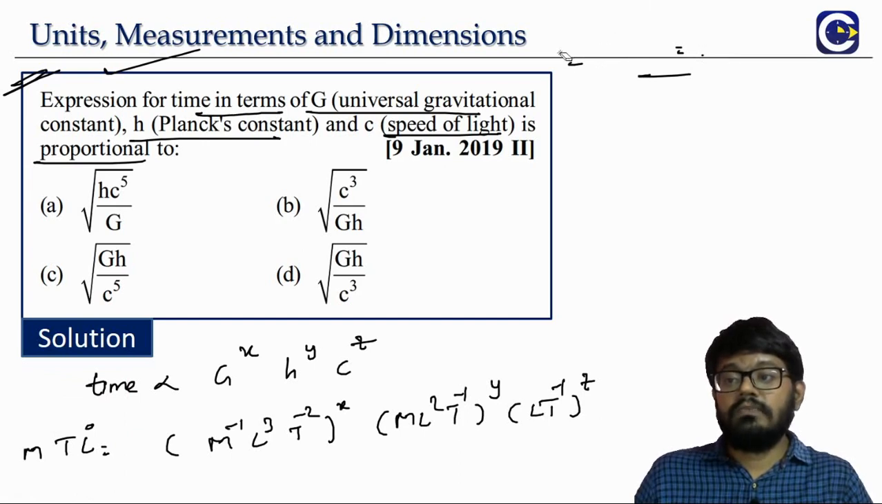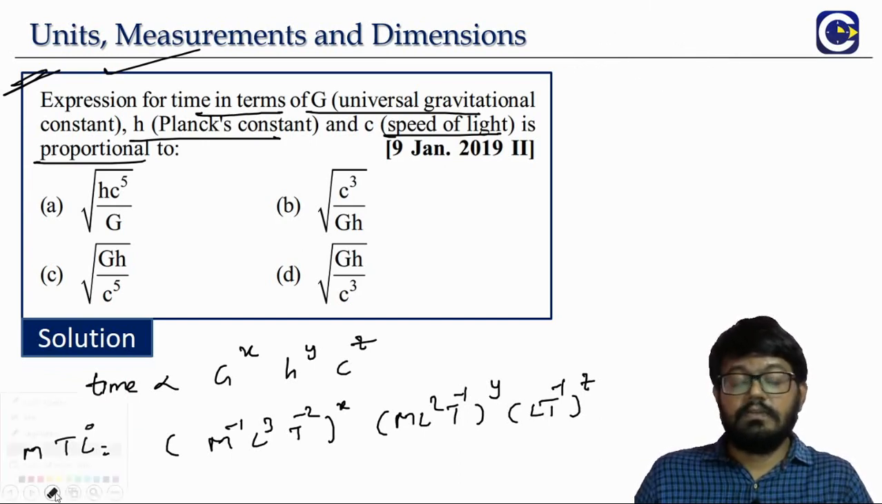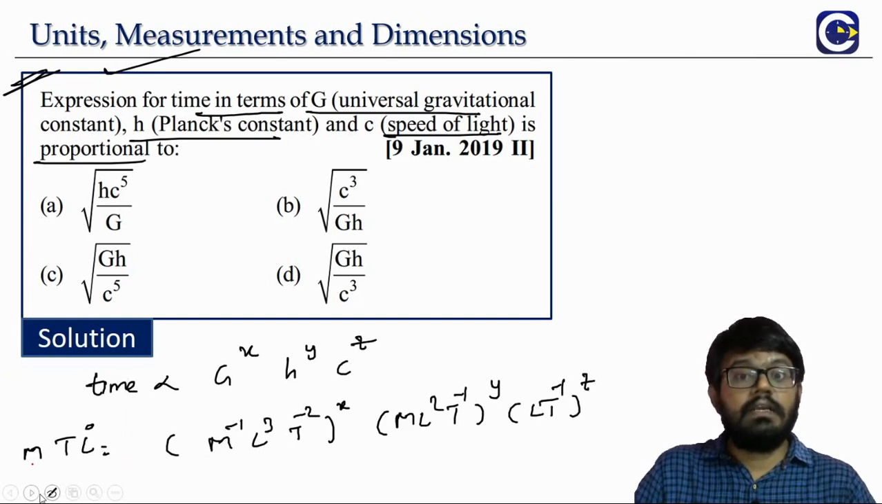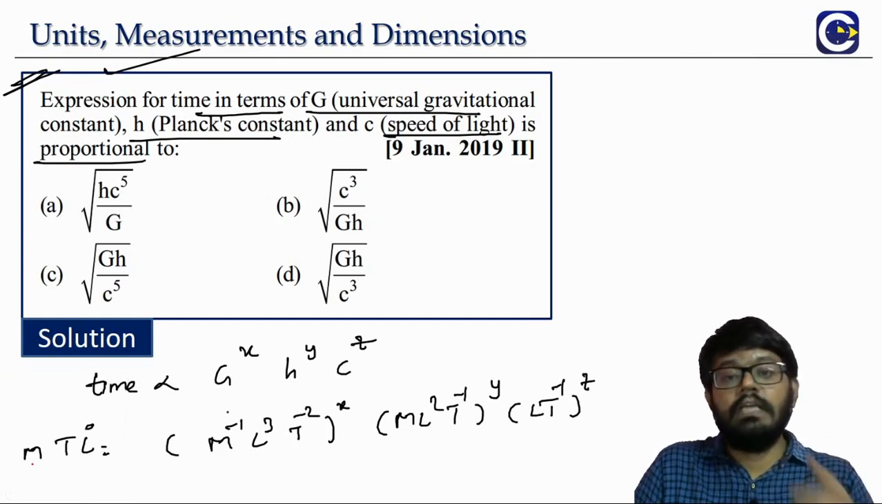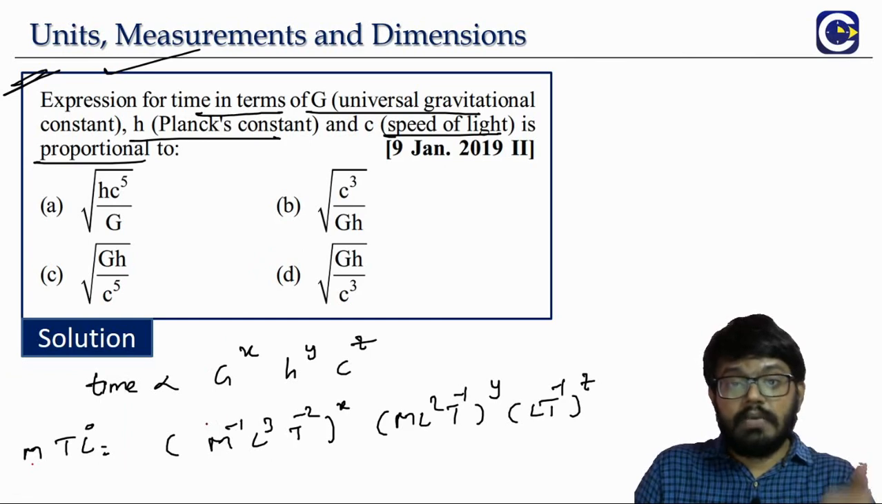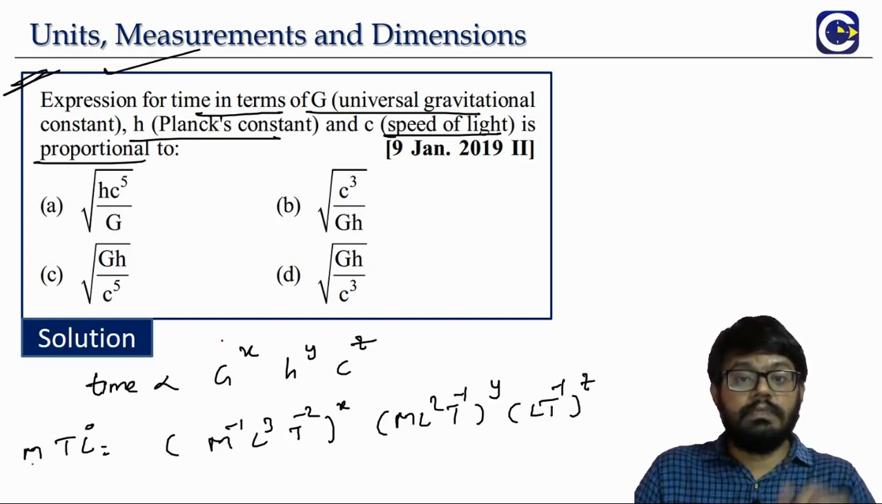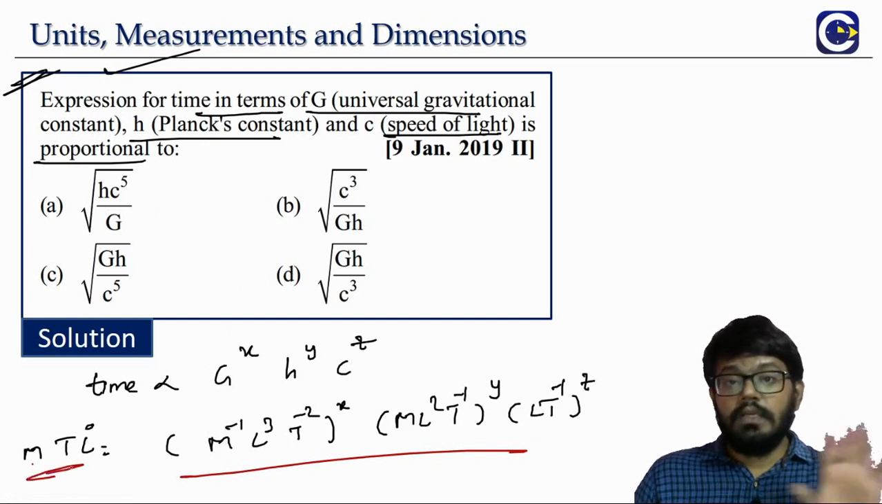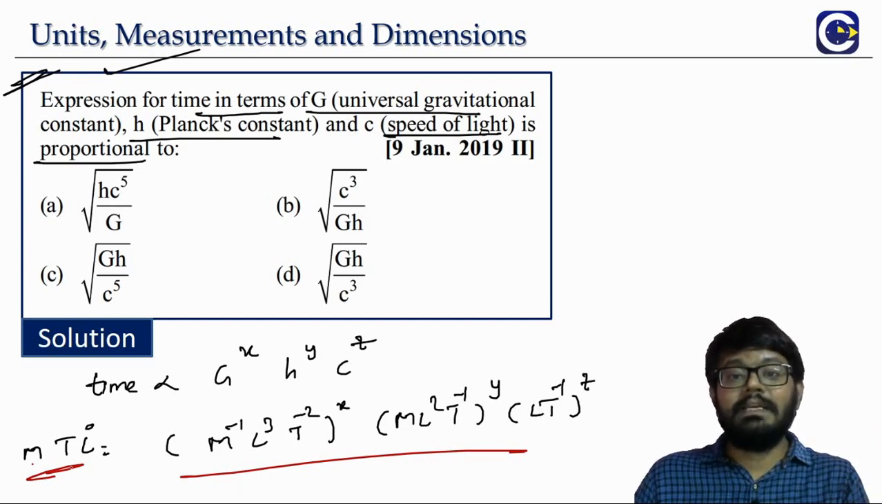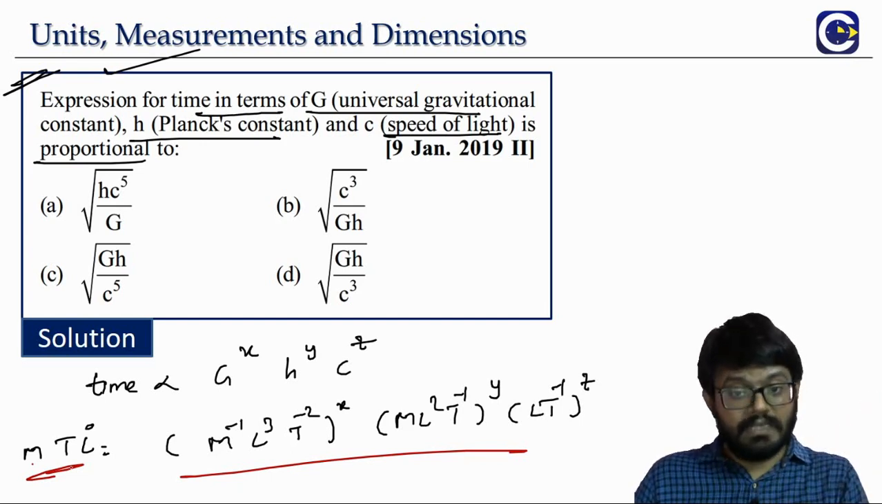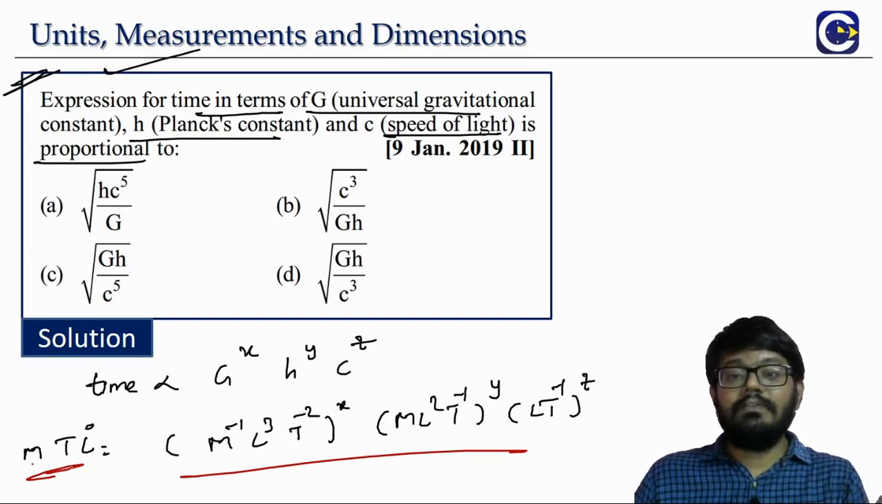After this, our task is to aggregate the powers. Sometimes people try the substitution approach. If you have the dimensions of G, H and C, we can go to each of the options and check which of them gives us the time. It's not that you cannot do substitution, because sometimes that might take less time to get the final answer. But here we will go with the regular dimensional approach.